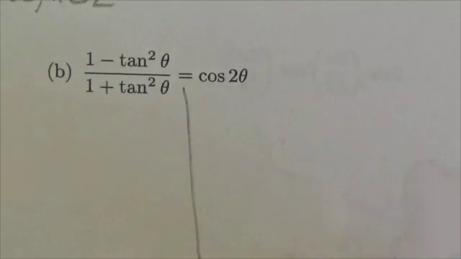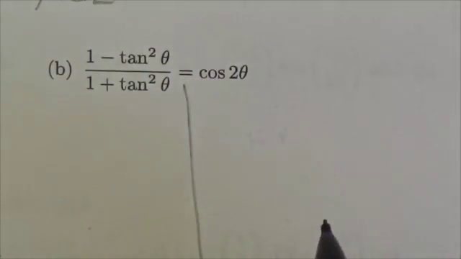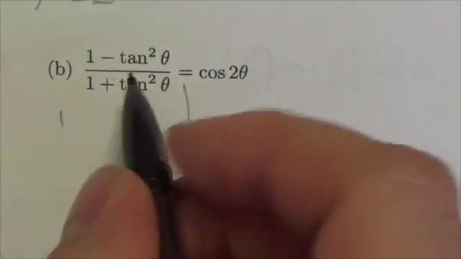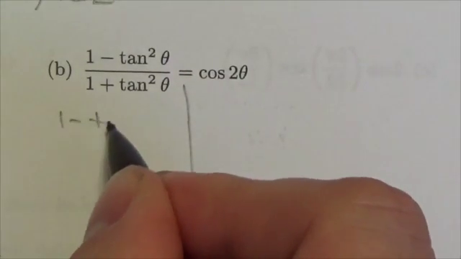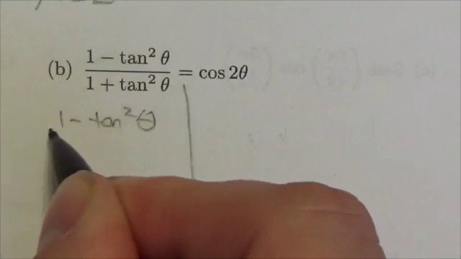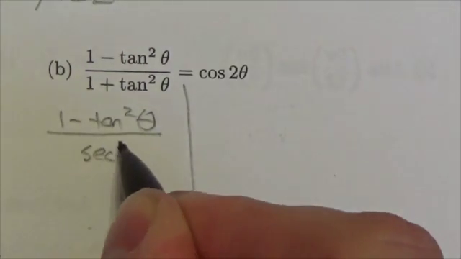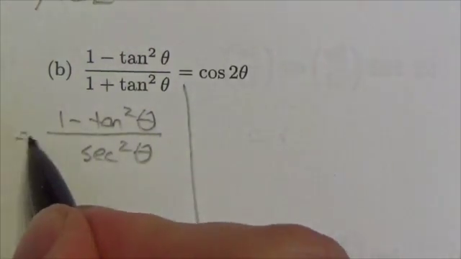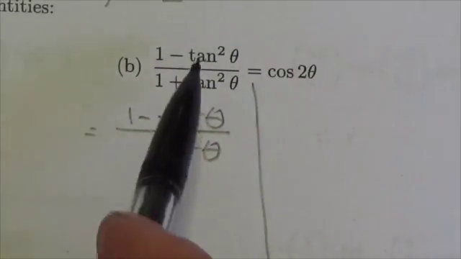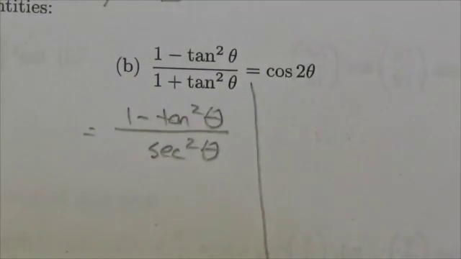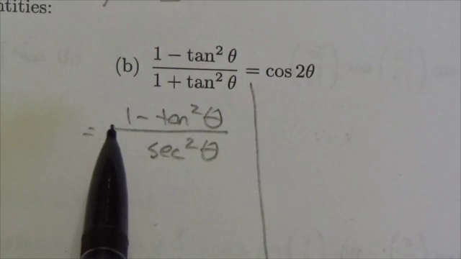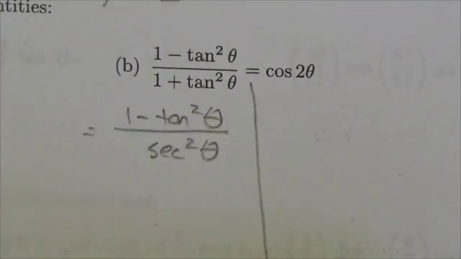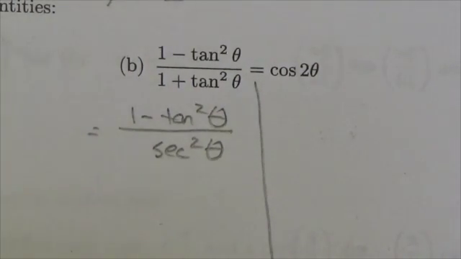Now, when I look at the left-hand side here, do I see any Pythagorean identities? Yes, I do. 1 plus tangent squared is secant squared. So this will be 1 minus the tangent squared all over secant squared of theta. Okay, now that's exactly the same as the previous statement there. Now 1 minus tan squared isn't an identity, okay? So I'm going to leave that there.